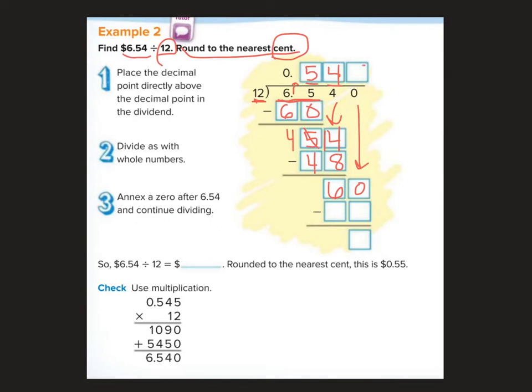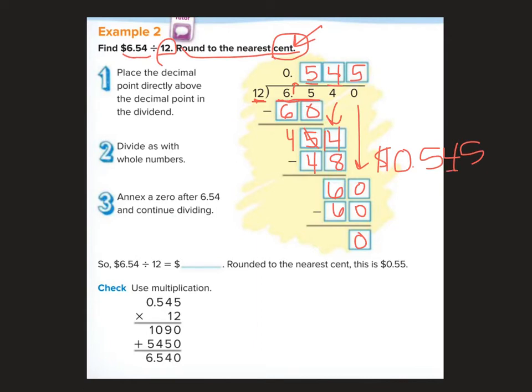60 divided by 12 is 5. Multiply, 60 minus 60 is 0. So my answer, guys, is 545 thousandths. Have you ever seen money written this way, with 3 spots to the right of the decimal point? No, and that's why they put this in there, round to the nearest cent, so it makes sense.